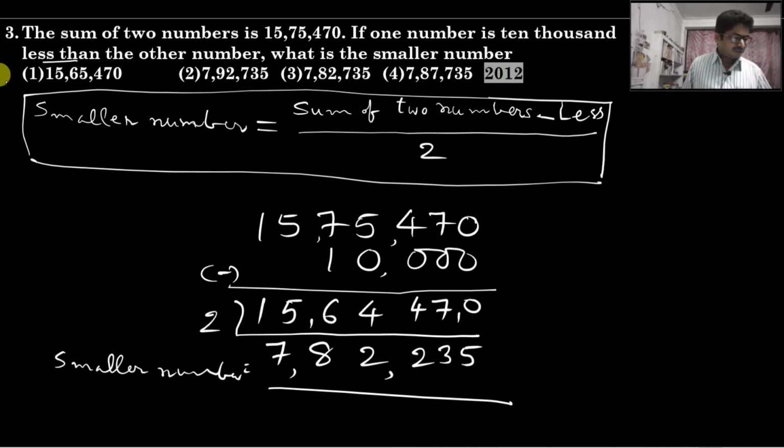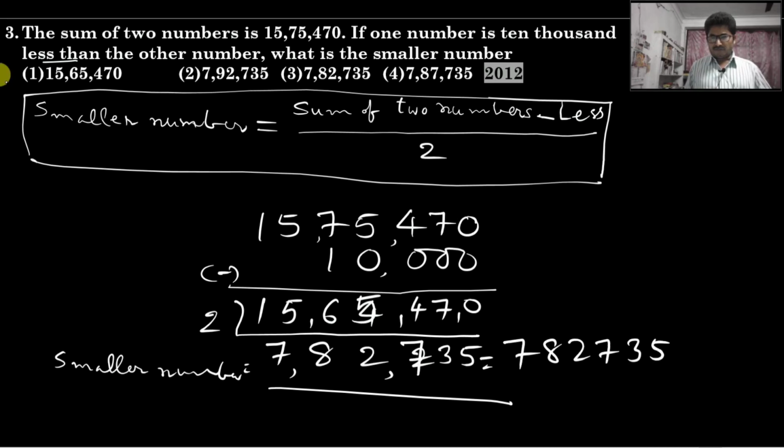15,75,470 minus 10,000 gives 5,65,470. Here 5, children. So 2 sevens are, 2 eights are, 2 twos are, 2 sevens are. So the correct answer is 7,82,735. So option 3 is correct.